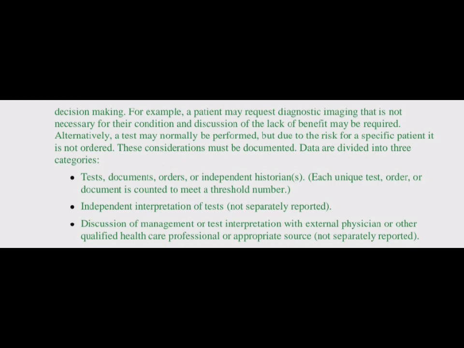For example, a patient may request diagnostic imaging that is not necessary for their condition, and discussion of the lack of benefit may be required. Alternatively, a test may normally be performed, but due to the risk for a specific patient it is not ordered. These considerations must be documented. Data are divided into 3 categories: tests, documents, orders, or independent historians. Each unique test, order, or document is counted to meet a threshold number.